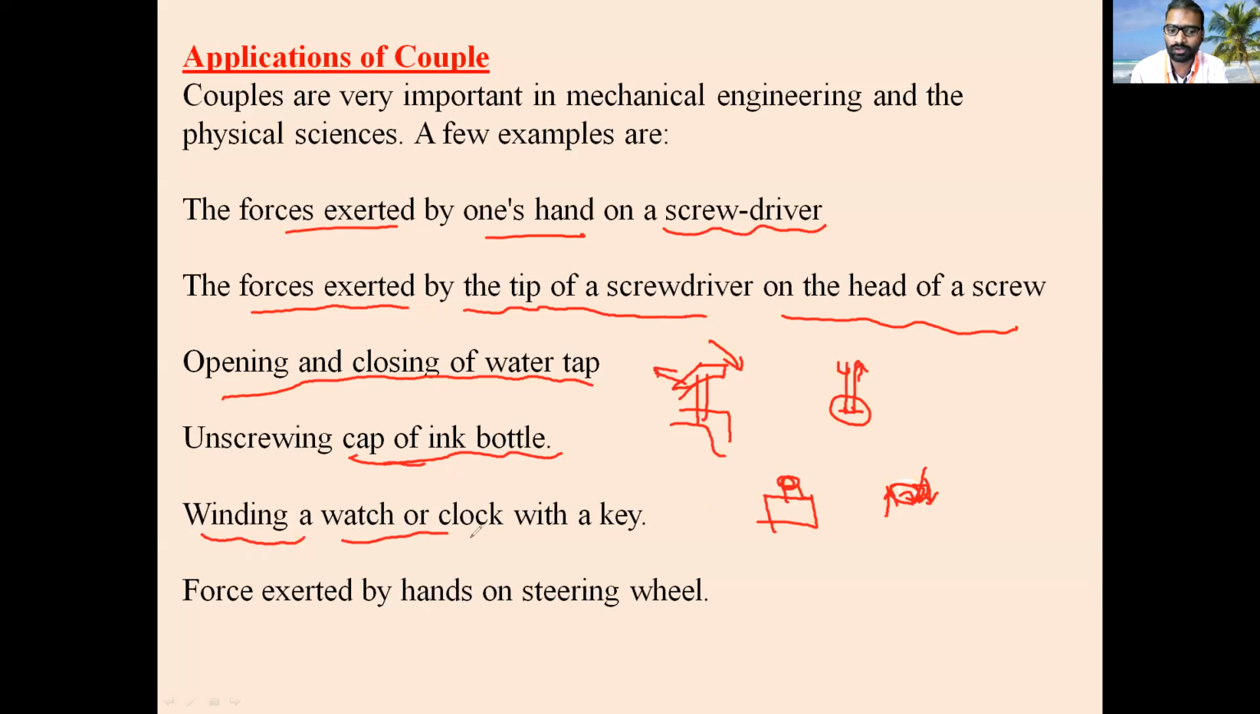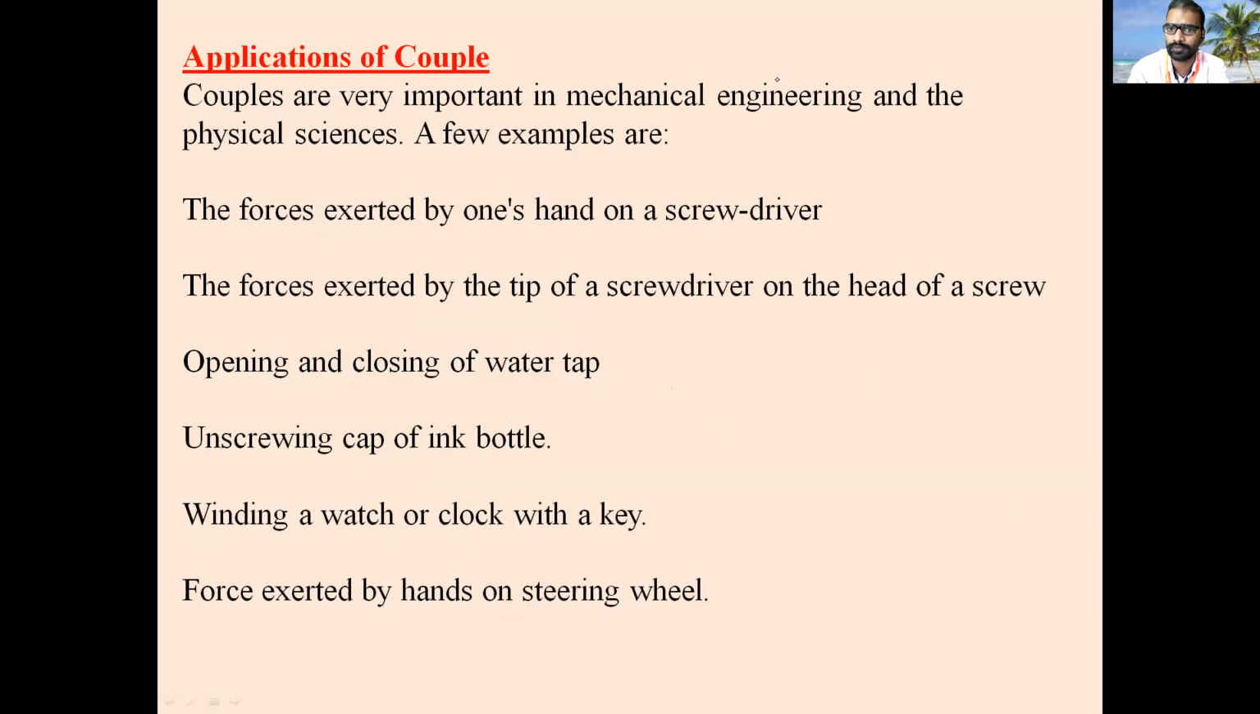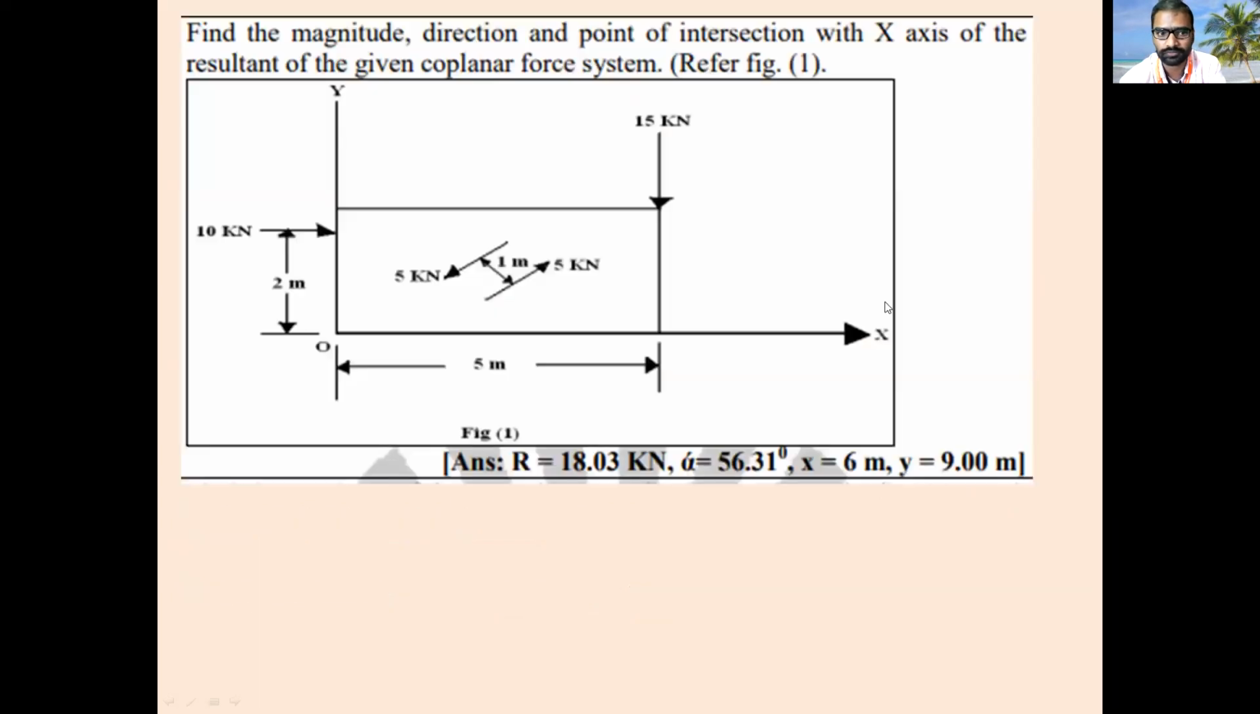Winding a watch or clock with a key. The watch has a pin in your hand. To rotate the pin, if you apply force on only one side, will it rotate? No, you have to apply the force on both sides. Then only this pin will rotate. Then the force exerted by the hands on a steering wheel. In a car, if there is a steering wheel, you have to apply force here and here so that it will rotate about this point. These are some of the practical examples you can see in day-to-day life.